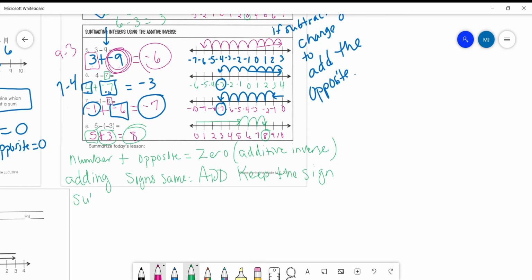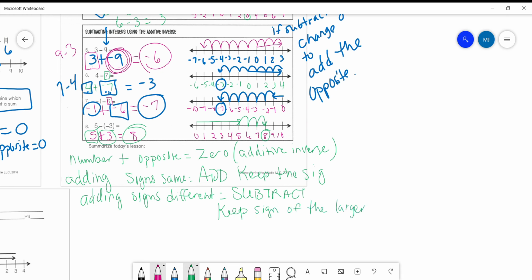If you're subtracting, well, let's take that back a second. If you're adding and the signs are different, you actually subtract the values and keep the sign of the larger absolute value. And you'll be able to type all that using Cami into your notes.